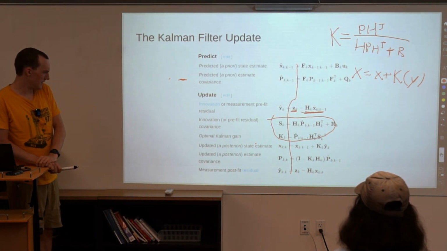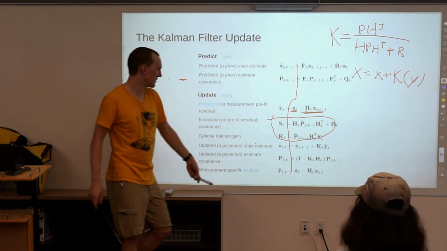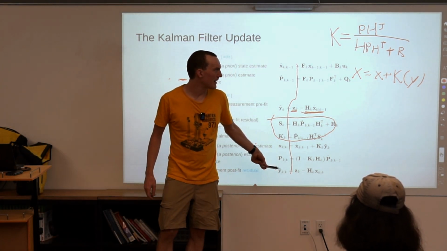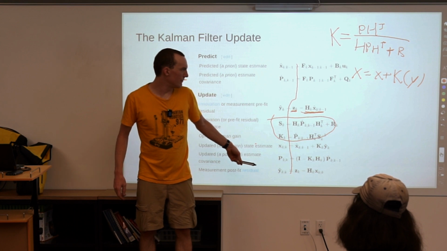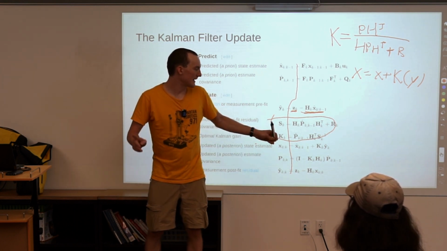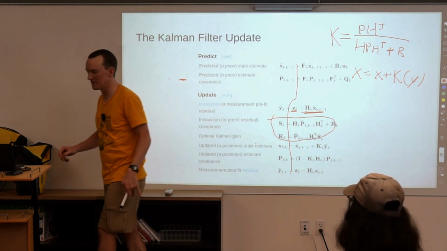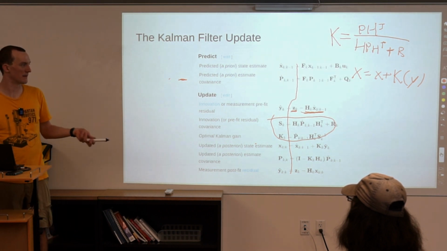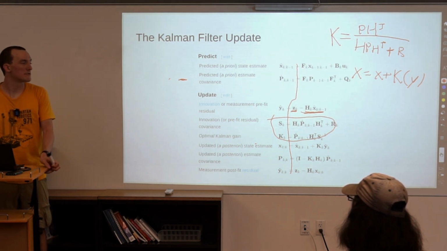And then the Wikipedia page throws in an extra step where you calculate what the difference between the measurement and the expected measurement is after having done all these updates, but you don't really need to do that unless you just want to see how big the update was, which is sometimes nice.